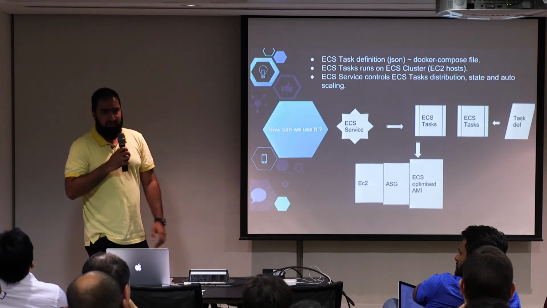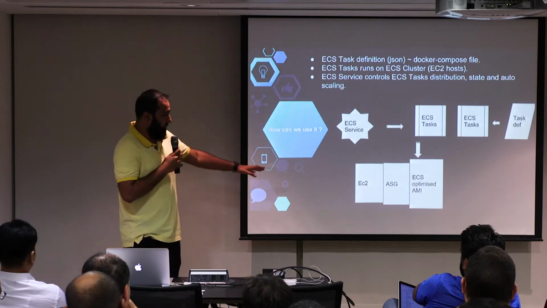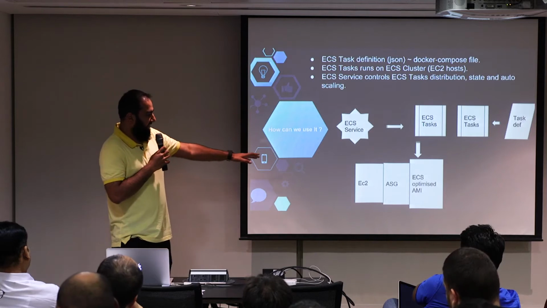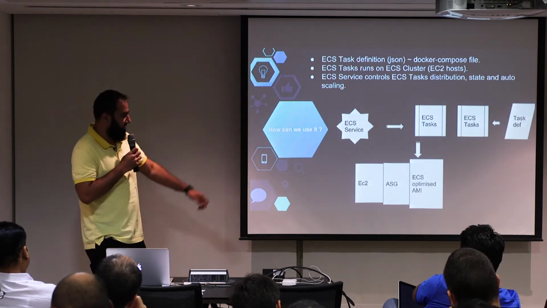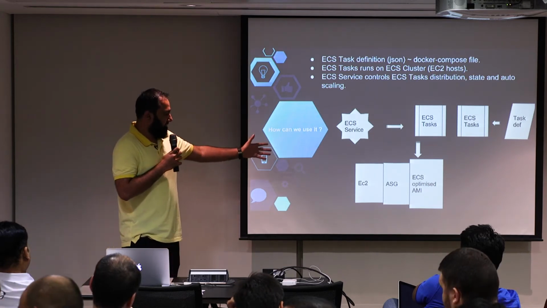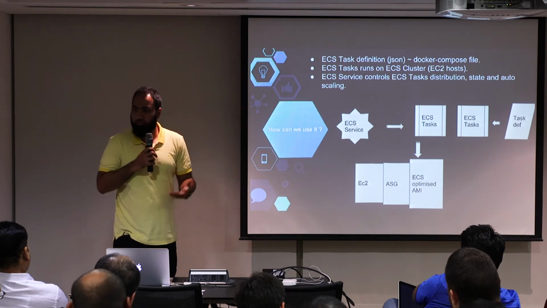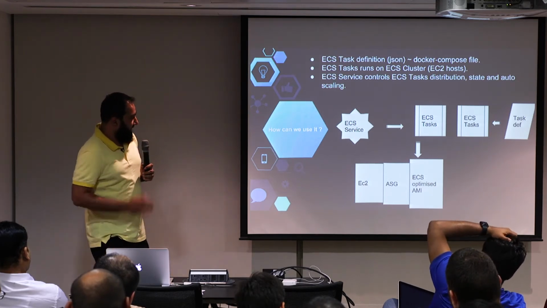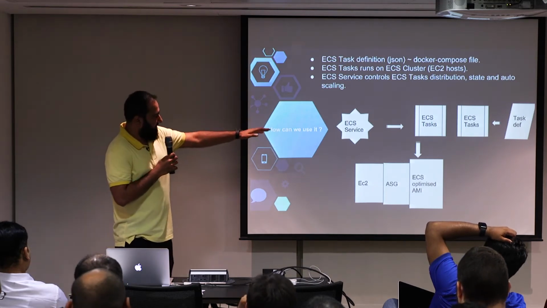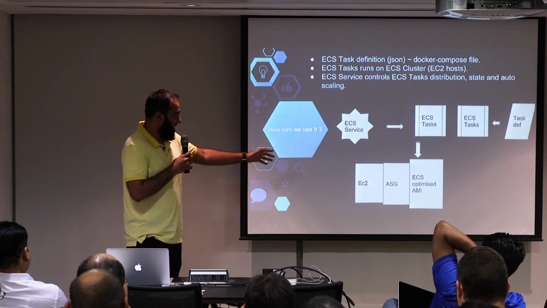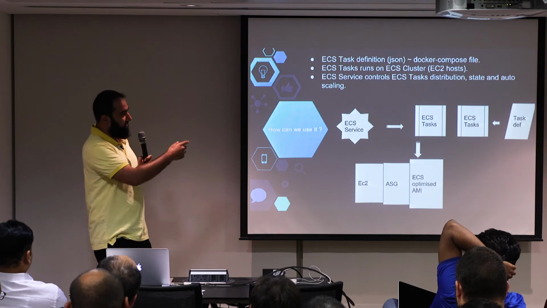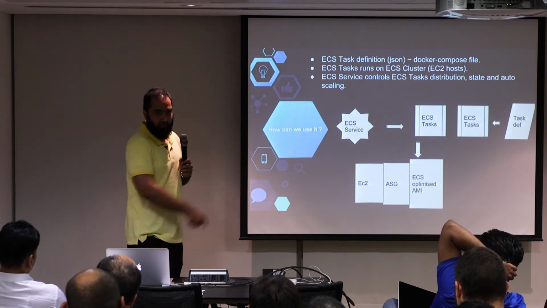Basically, these are simple EC2 auto-scaling groups, which have to use an ECS optimized AMI. This cluster can have one instance or many EC2 instances, depending on your requirements, and it can auto-scale based on metrics which you configure. And then we have the ECS service. The service controls the task distribution on each host machine. It also controls the state of the tasks. It also controls the auto-scaling of tasks, not the auto-scaling of EC2.